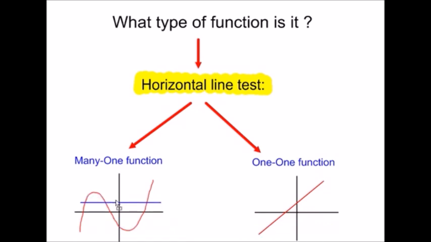In this example, there are multiple points of intersection between the horizontal line and the curve. This is called a many-to-one function. It does not have an inverse unless you restrict the domain.